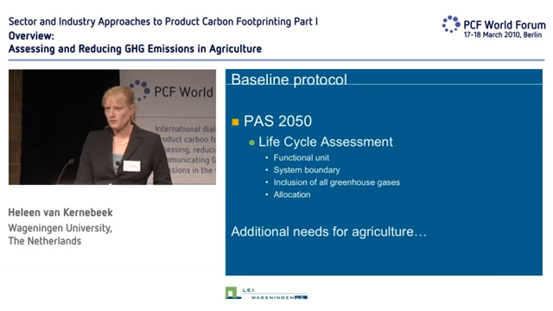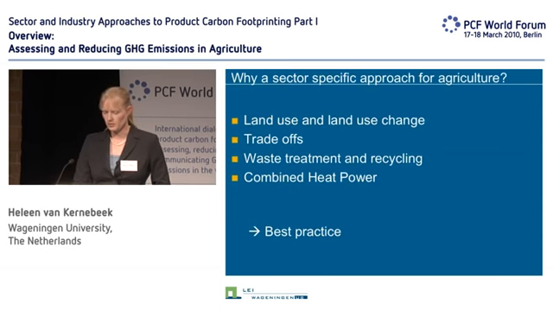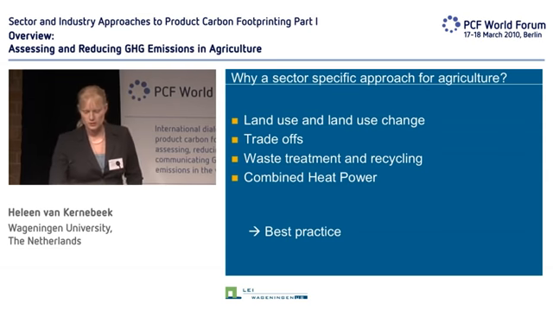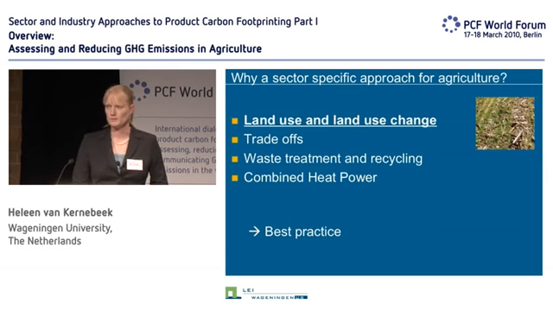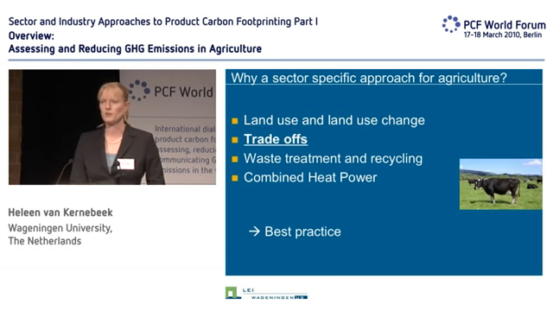So the PAS 2050 is a very good baseline which can be used in agriculture. However, because of its non-specificity, agriculture has some additional needs. And to point out what these needs are, I would shortly mention the aspect of land use and land use change, which we came across earlier today. Also, the issue of trade-offs.